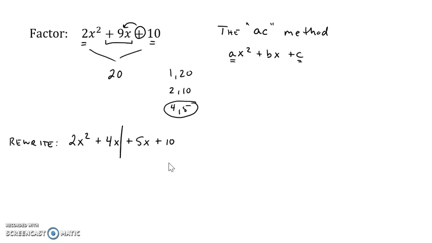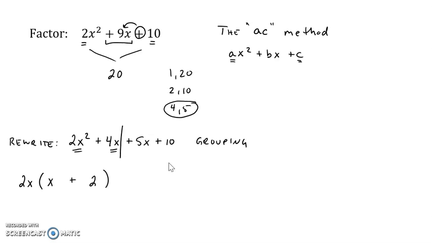Okay, now we're going to go ahead and factor this by grouping. So I'm going to group my first two terms together and my last two terms together. And now we're going to go ahead and take a look at each of these terms and factor out what they have in common. Right, so 2x squared and 4x, I can take a 2x out of each of those. And that's going to leave me with an x for my first term and a positive 2.